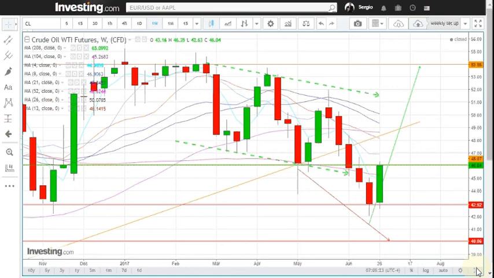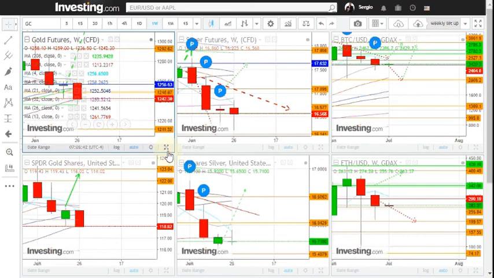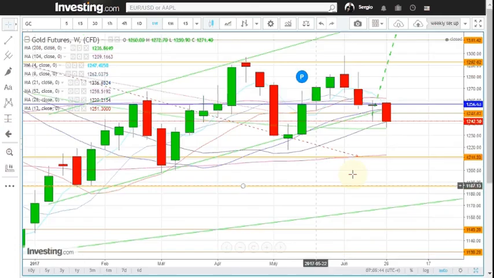Now let's proceed. That's it for your crude oil. So now let's move on. Next, let's have a look at metals, precious metals.